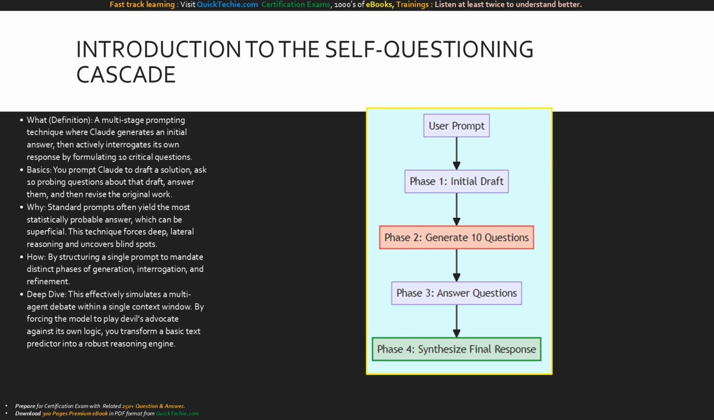Look at this flowchart mapping the cascade process. At the top, your user prompt initiates phase 1, generating the initial draft. Instead of stopping, the flow is forced into phase 2, highlighted in red, where Claude generates 10 critical questions about its draft. This moves to phase 3 for answering, and finally converges into phase 4, the green node, representing a highly robust, synthesized final response. The real magic happens in that red node.